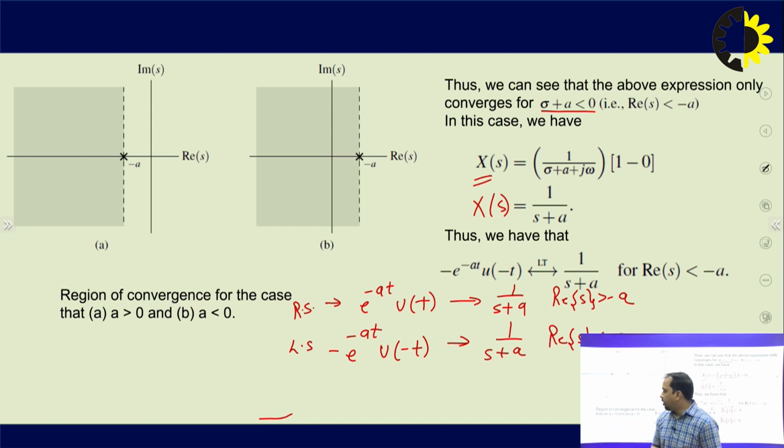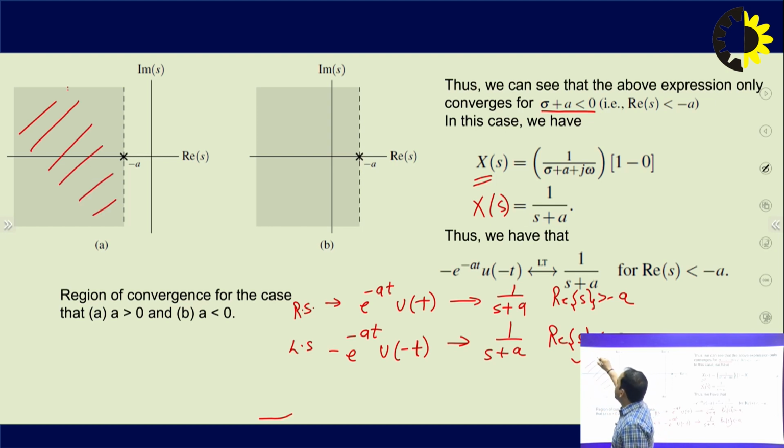So now for the second one, which is e raised to power minus at u of minus t, if we plot the ROC, the real part of s, which is nothing but sigma, is less than minus a. So the entire region to the left of minus a will be considered part of the ROC. Any value between minus infinity and minus a will make the Laplace transform X of s converge. Similarly, we have the second picture.